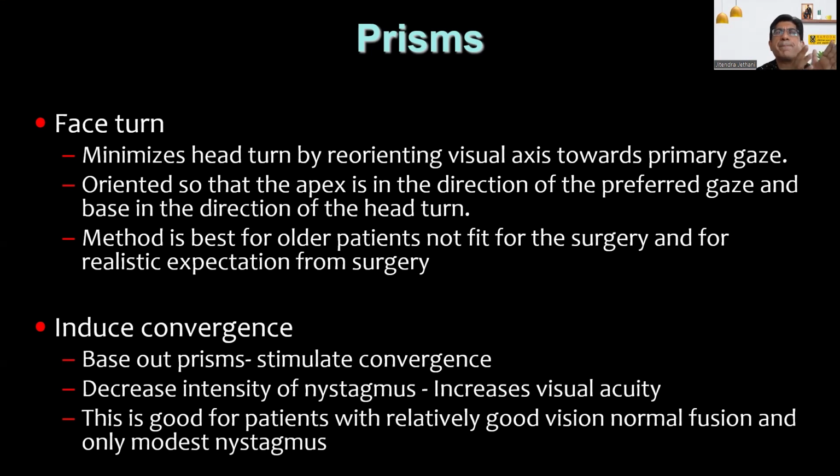So if you have a null zone in levoversion, the face turn would be towards the right. So the base of the prism would be towards the right and the apex would be towards the levoversion, away from the face turn.